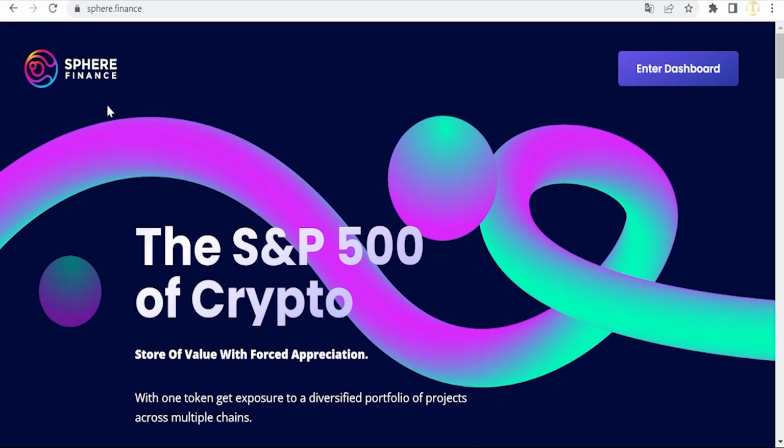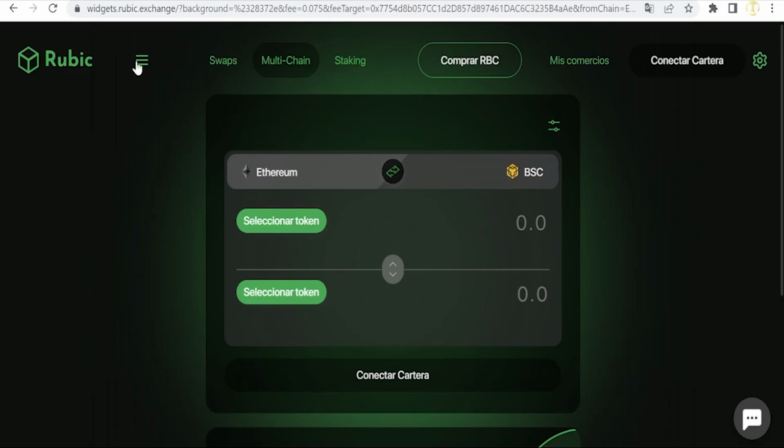We can buy these tokens directly with MATIC in the Polygon network, but we can also use other networks to buy Sphere tokens. For instance, if we go to the Rubic website, once here, we can select the networks and the tokens we want to bridge, and basically that's all. Remember that we need to have a certain amount, around $100, to make this bridge possible.